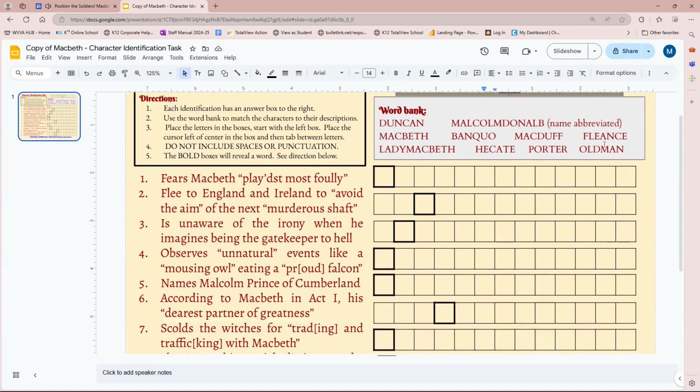Here's our word bank. Duncan, Malcolm, and Donald Bain, they abbreviated it. Macbeth, Banquo, Macduff, Flint, Lady Macbeth, Hecate, Porter, and the Old Man.